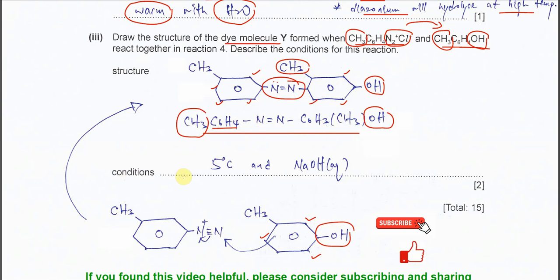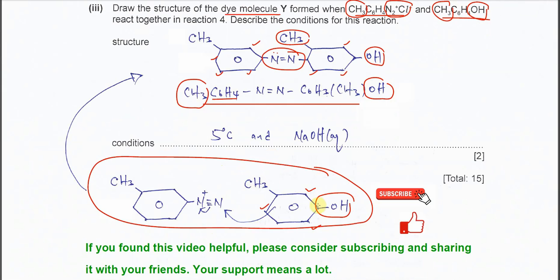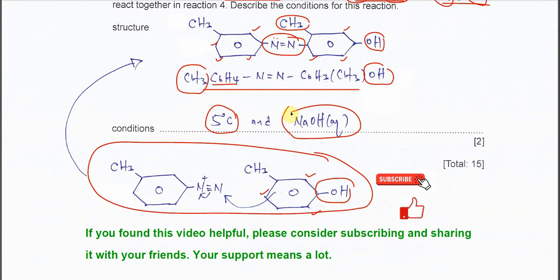And of course the condition is this. Remember, for this coupling reaction, when the phenol reacts with benzene diazonium chloride, it needs to be alkaline condition. So it's aqueous sodium hydroxide. And of course the temperature cannot be too high, or else the benzene diazonium ion will decompose. Let's say the condition is 5 degrees C. So the coupling reaction will happen and you form this molecule Y. Okay, I hope you understand, and thank you.